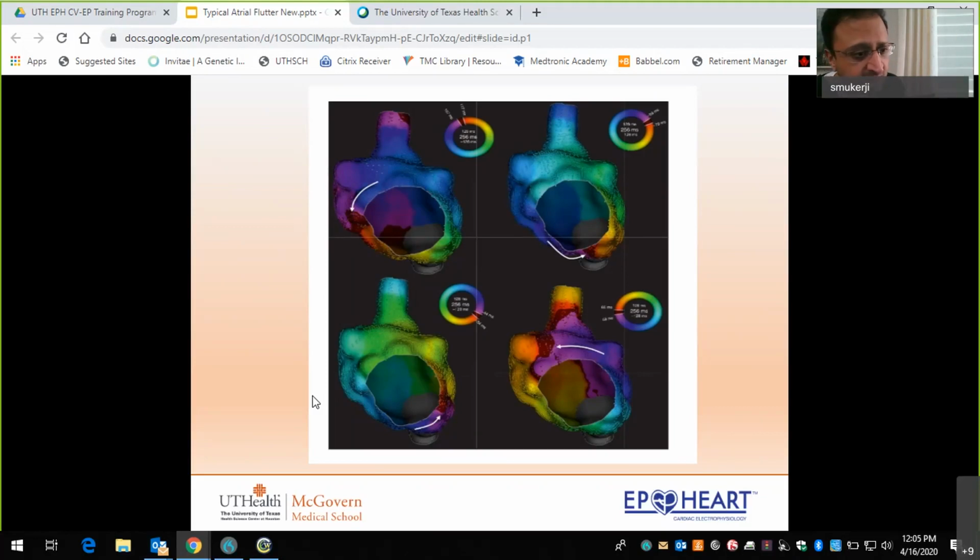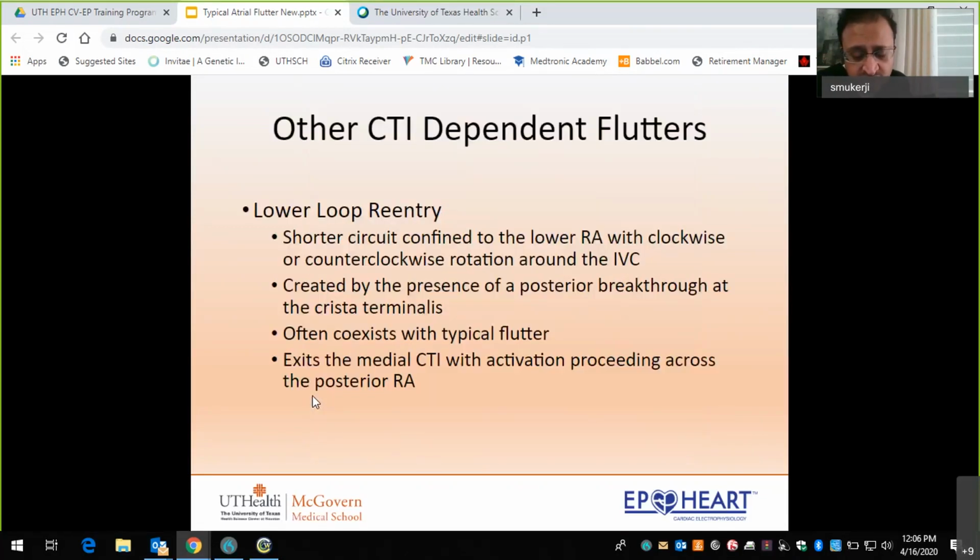We induce a tachycardia at about 200 milliseconds. We're not sure what's going on. We map the tachycardia and it turns out to be CTI dependent tachycardia. And at that point, of course, to confirm, I would do entrainment maneuvers, not that it's needed, but just to confirm that it is truly CTI dependent flutter, and then go and ablate it.